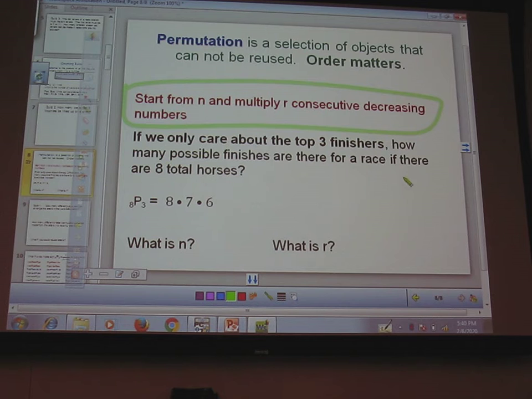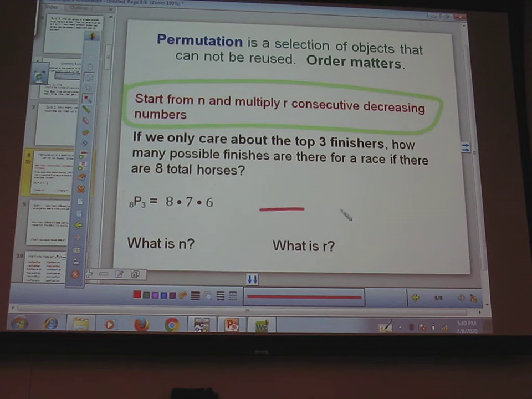So here, we care about the top 3 finishers. How many things am I picking? 3. Right? So I have r consecutive decreasing numbers, so I'm going to put down 3. r is 3, so here I've got 8P3, for example. So I'm going to have 3 slots here, and I'm going to start with 8. 8, 7, 6. Done. Everybody on board with that part?